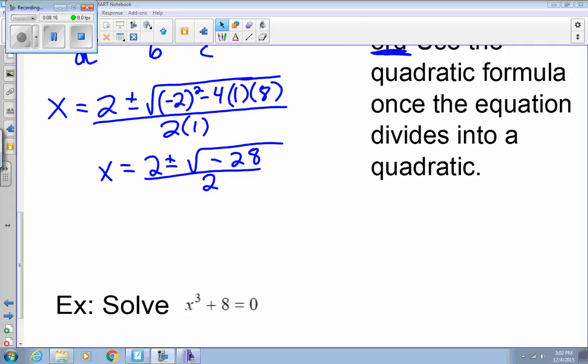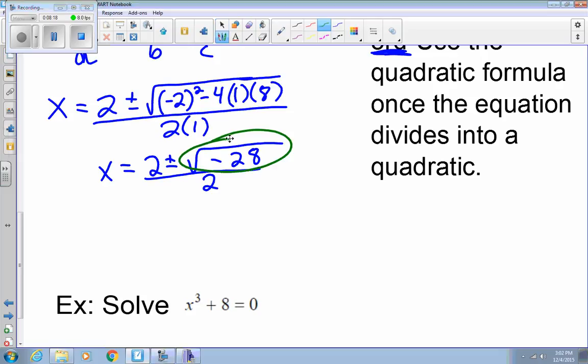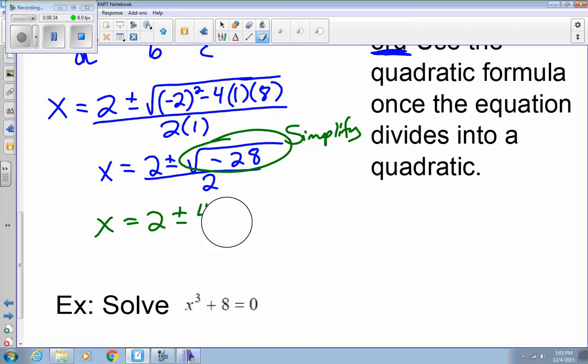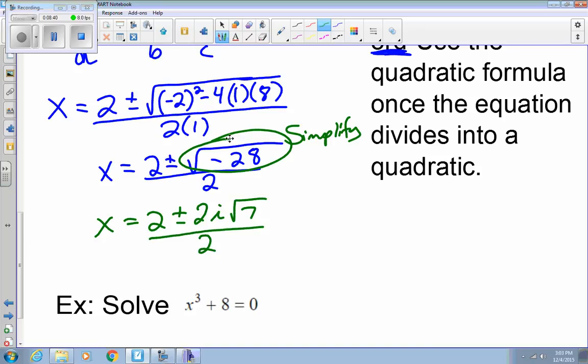Now we need to simplify the square root of negative 28. A lot of you have done this. You deal with the trees. Square root of a negative is i, and it's going to come out to be actually 2i square root of 7 over 2. And then you can simplify this further.